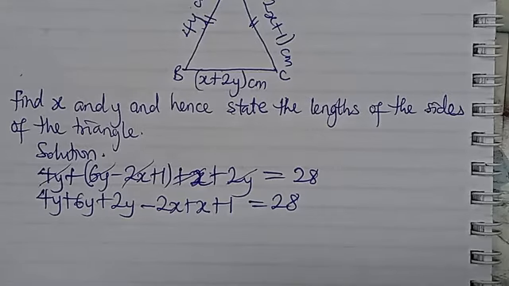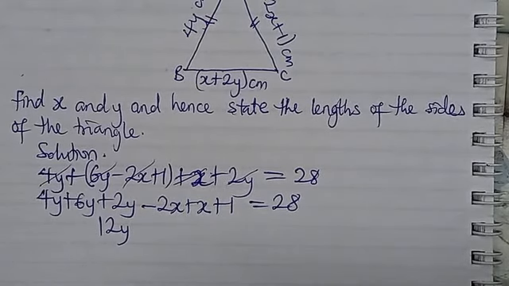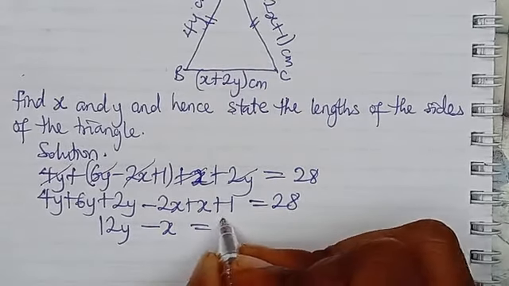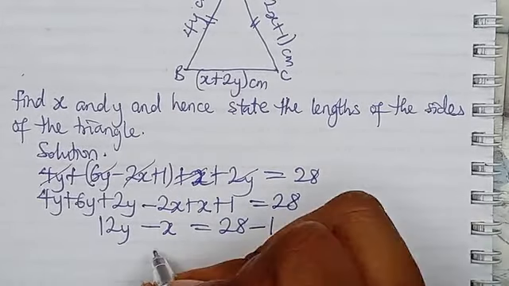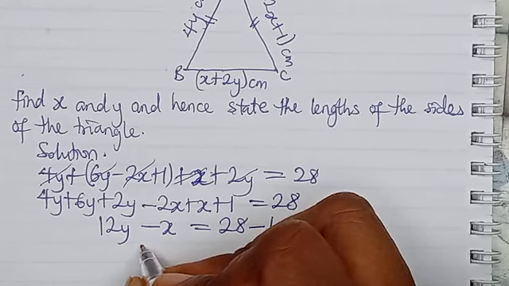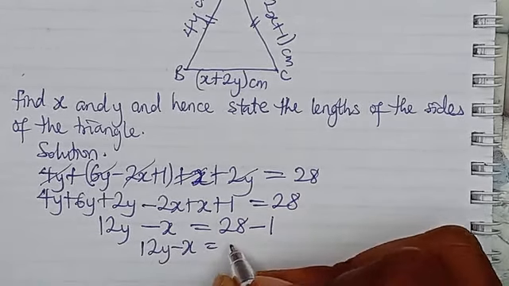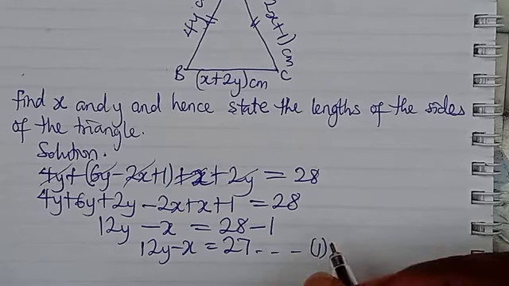Now 4y plus 6y plus 2y is 12y. Minus 2x plus x is minus x. And then this is 28. This plus 1 crosses over to be minus 1. Therefore, we have that 12y minus x is equal to 27. So this forms our first equation.